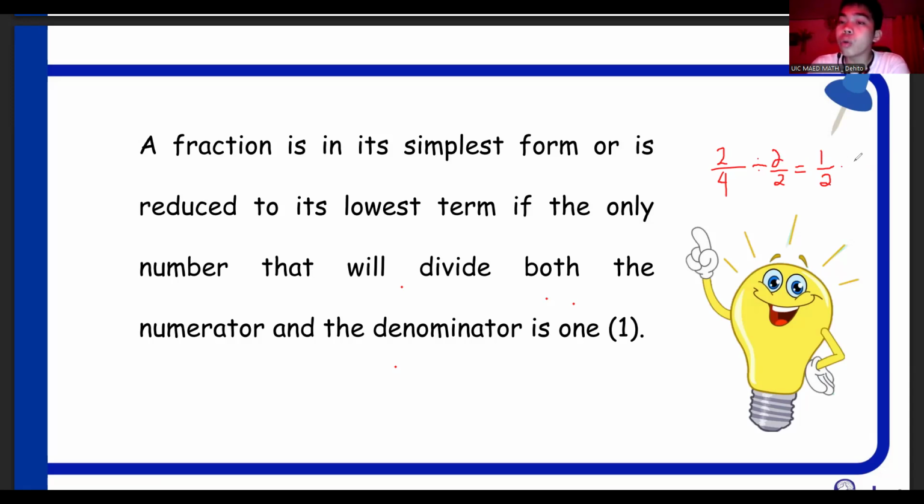Now, can you divide 1/2 by 2? Can you divide 1 by 2? No. Can you divide 2 by 2? Yes. But it's not possible with our numerator. So let's find another number. Can you divide it by 3? I guess not, because the divisor must not be bigger than the dividend. So let's divide it by 1. 1 divided by 1 is 1. 2 divided by 1 is 2. So the same number. It means that 1/2 is in its simplest form.